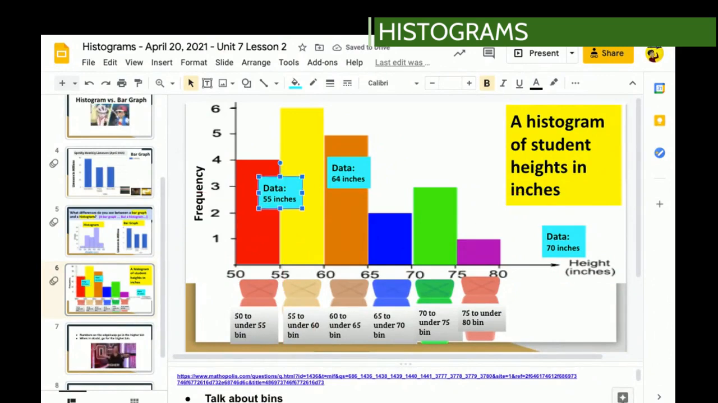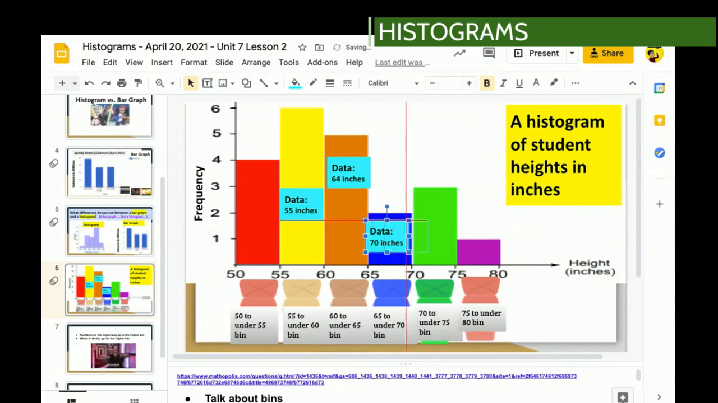3, 2, 1, 0. Well, it can't go here because this is not under 55, but it would go here because it's 55 to under 60. What about this one? Would this go here or would this go here? There's a 70 here and there's a 70 here. So take 5 seconds. 4, 3, 2, 1. Well, it would go here. It won't go here because 70 is not under 70. But that 70 is 70 to under 75.